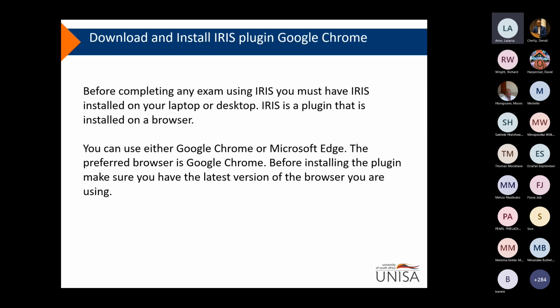So the first thing you'll do, you will download IRIS and the IRIS plugin on Google Chrome. IRIS is a plugin on your browser. You write your exam, obviously you download your exam through the browser, and IRIS must be installed on your browser before you write your exam.